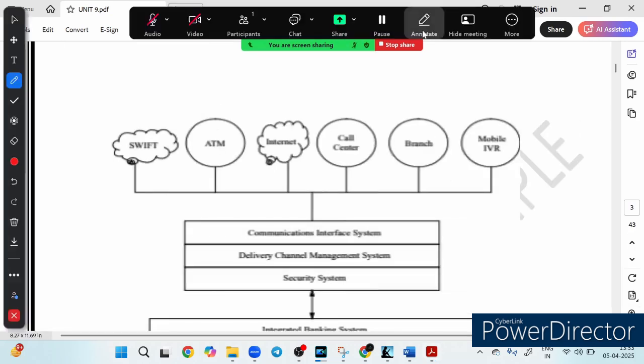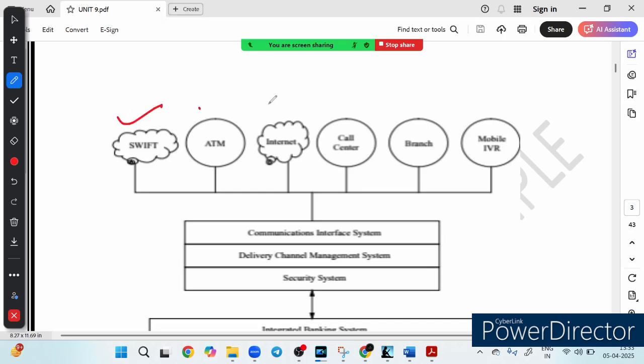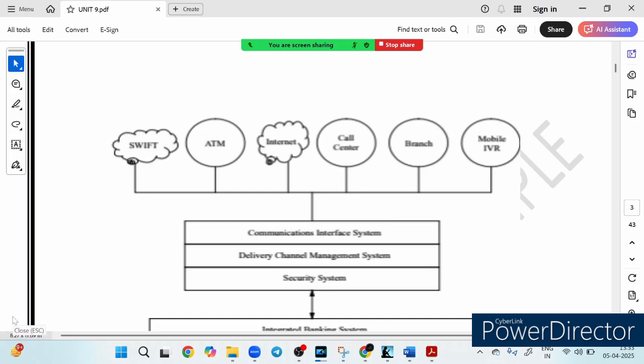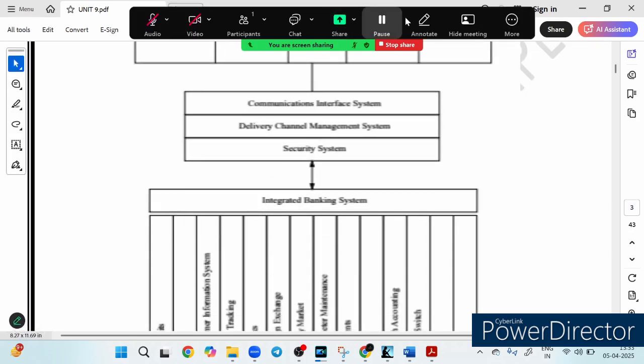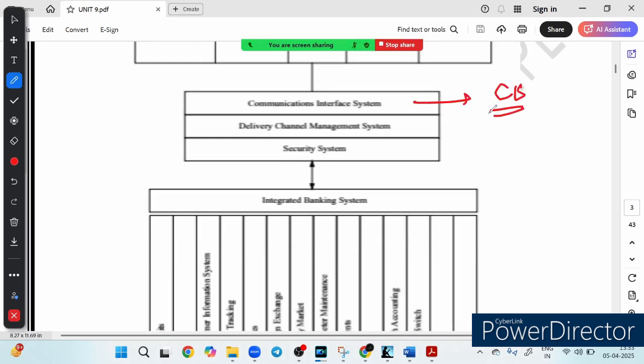So these are called the entry points. These are the different ways a customer can interact with the bank: through SWIFT, through ATM, through internet, through call center, through branch, or through mobile or IVR. All these entry points connect to the bank through a communication channel. And this brings us to the communication interface system. You see here written, this is CIS, communication interface system. So basically this system acts like a translator and messenger, passing instructions from the customer side to the bank system securely and efficiently.